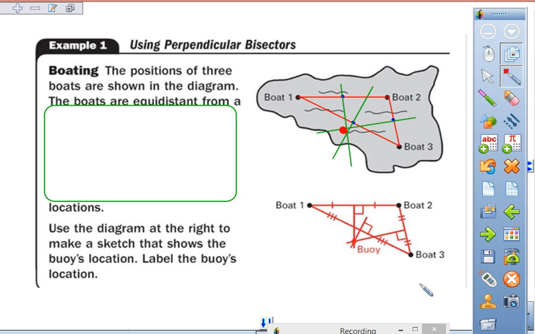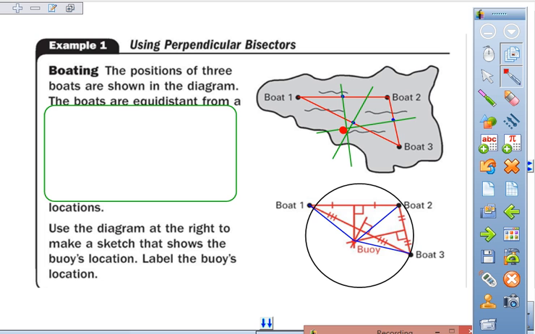And here is an exact answer for what you should be getting. So what we're noticing is that from the buoy to each boat is going to be the exact same distance. Because if we were to circumscribe our triangle, then these blue distances would be the radius, so they would all have to be the same.